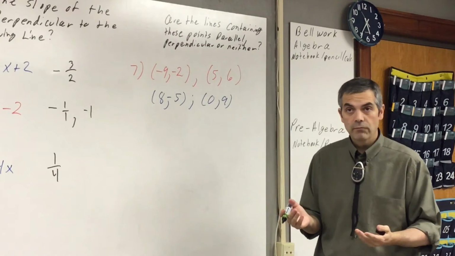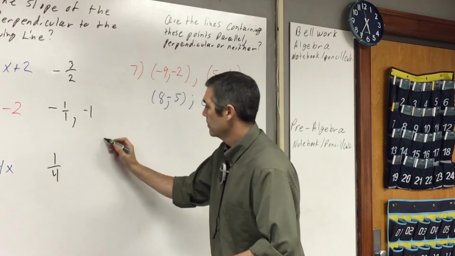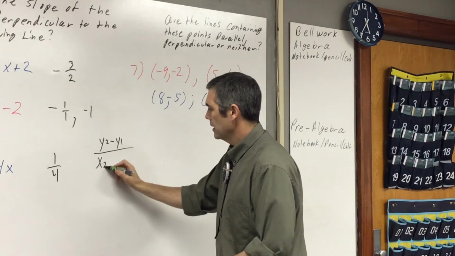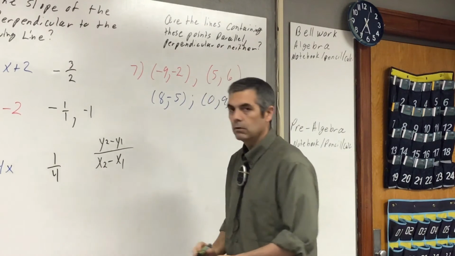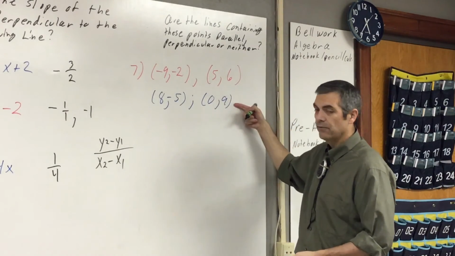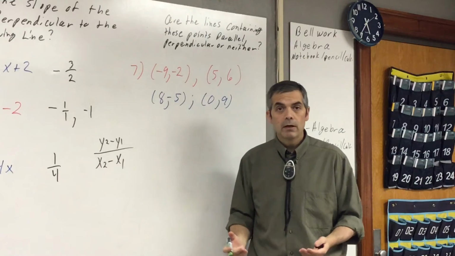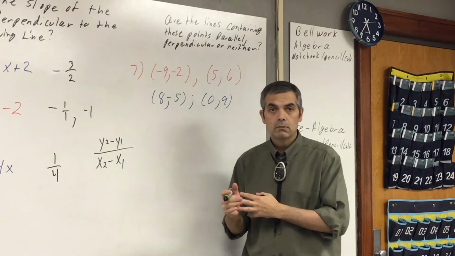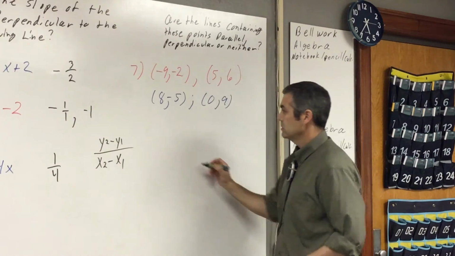Well, you use your slope formula. Y2 minus y1 over x2 minus x1. We plug them in here. We'll do that for this one, and then we'll do that for this one to determine if they have the same slope, the opposite reciprocal slope, or neither. All right, well, let's just do that.